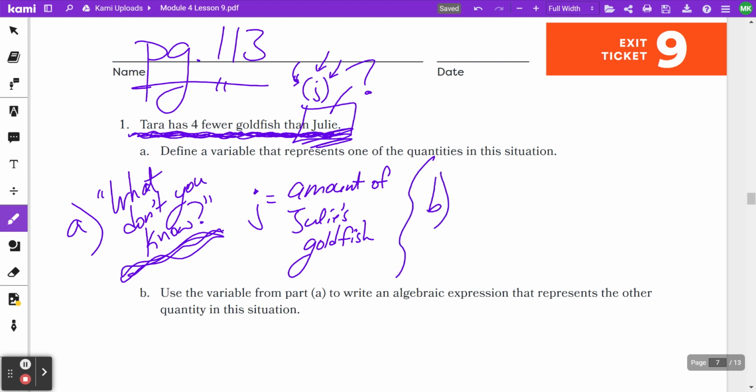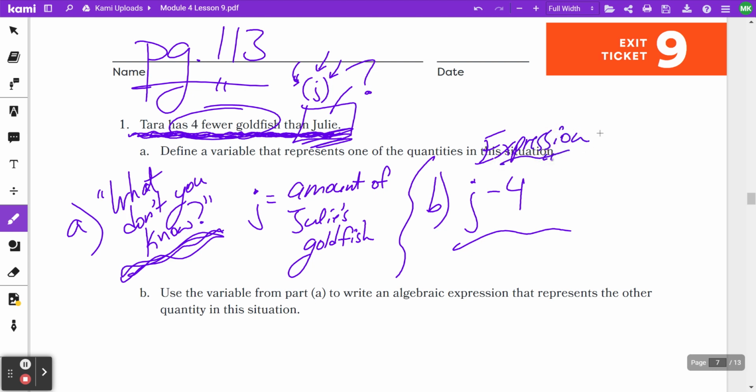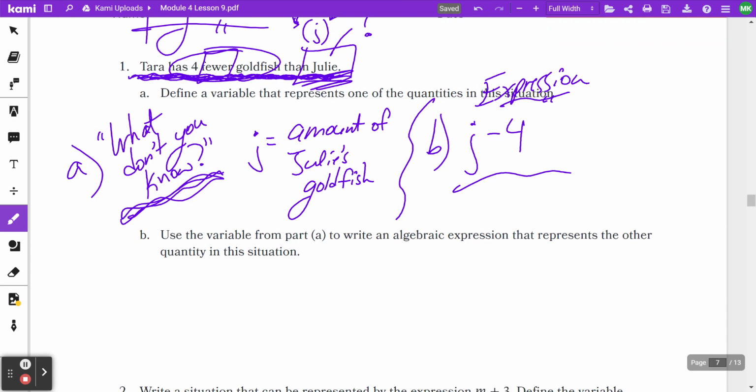Okay? And now what we can do is move over to part B and actually write an expression. Well, if Tara has 4 fewer goldfish, that would mean that we would then take Julie, j, and just subtract the 4. Okay? And that would give us how many goldfish Tara currently has. And there is my expression, j minus 4. Now how did I know to subtract? Well, it said fewer. So fewer than means subtraction.